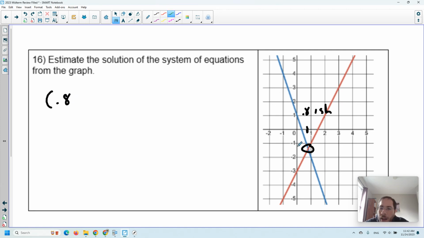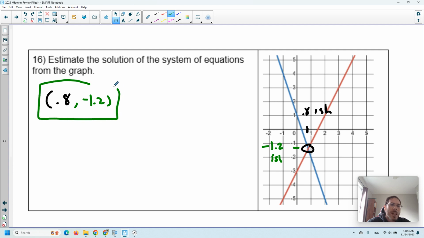And then for the y, it looks like we're between -1 and -2, so maybe like -1.2-ish. Somewhere around there. As long as you get close. Maybe 3/4 and -1.25. Yeah, those all look pretty reasonable. As long as you're around there, again, we're just doing an estimate, so we just have to be close. We don't need to be exact.